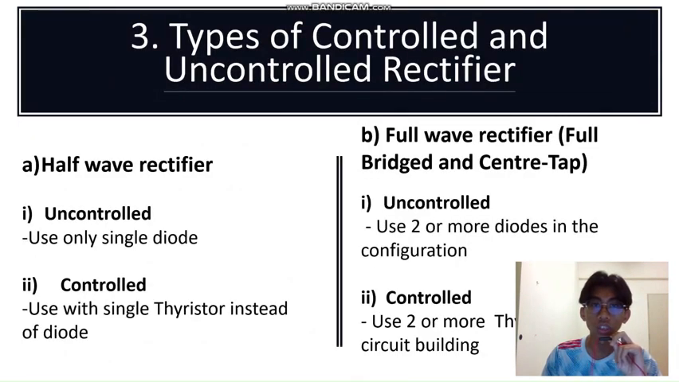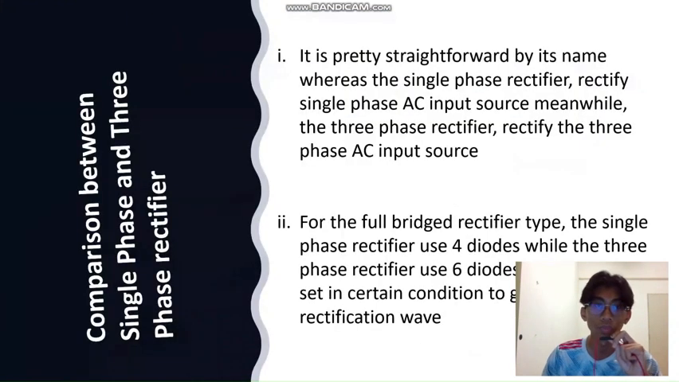Types of controlled and uncontrolled rectifier. There are two types: half wave and full wave rectifier. For the half wave uncontrolled, use only a single diode, and controlled uses a single transistor instead of a diode. For the full wave uncontrolled rectifier, use two or more diodes in the configuration. For the controlled, use two or more transistors in the circuit building.